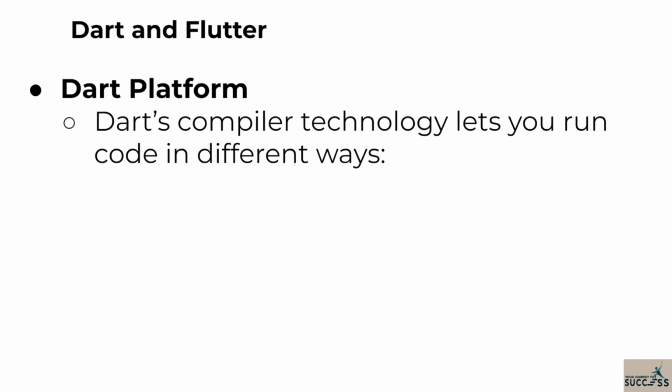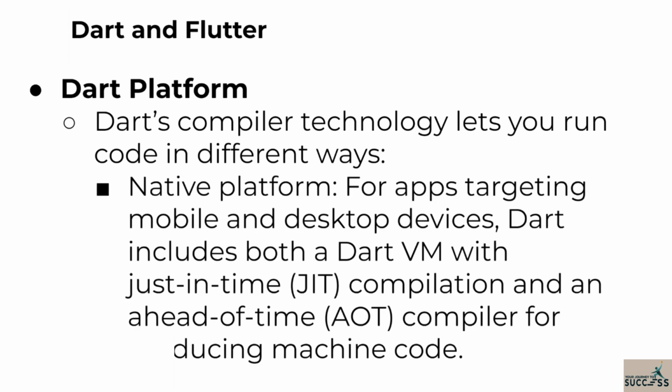So how does this actually work? Essentially, Dart's compiler technology lets you run code in different ways, and there's really two main ways of doing this. There's the native platform. Essentially, you're going to be writing within the Dart programming language, and then you'll use the Dart platform and the native platform for that aspect in order to target things like mobile and desktop devices. So Dart includes both a Dart VM with just-in-time compilation and an ahead-of-time compiler for producing machine code to run on these different devices.